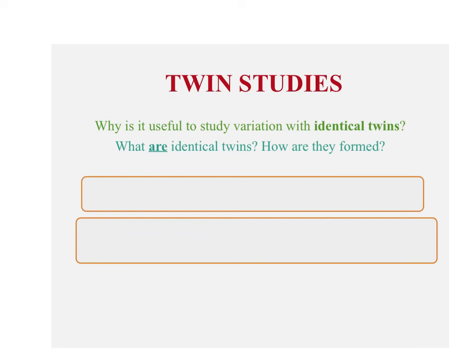So the final thing we're going to look at before we do a little bit of a summary question is some background into scientific research. So I want you to think about, why is it useful to study variation with identical twins? What are identical twins and how are they formed? How are they developed? How are they made? So pause, maybe do some research, do some thinking, and play again when you're ready.